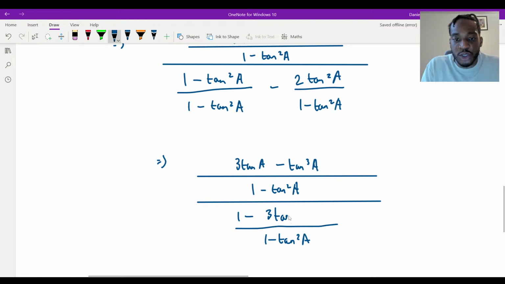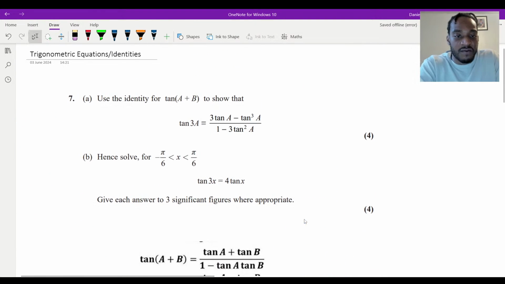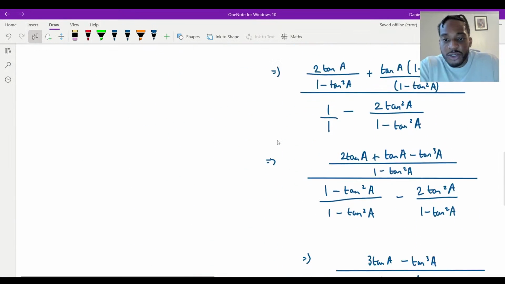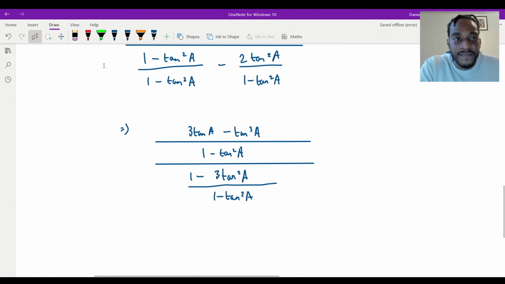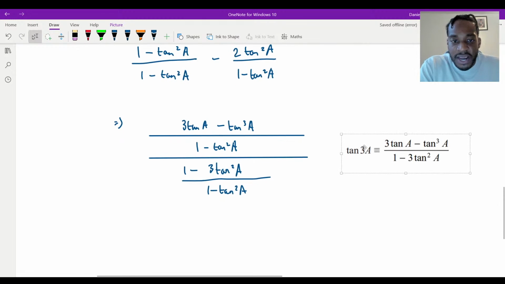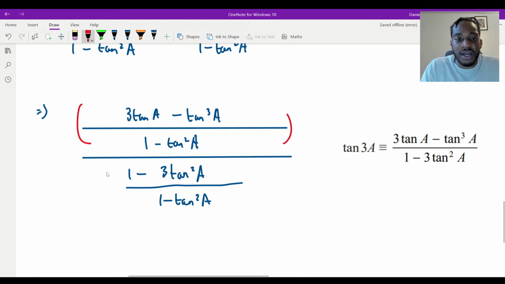And then remember, this is a show that question. Always deal with what they've asked you with. So let's get the show that and just have a look. So this is the show that we've got here. And where are we? So let's just compare. So we are here right now. So we're here. We are here. And then we need to get that, right? So we are here. What do we need to do? This is good because we've got 3 tan a minus tan cubed a, and we've got 1 minus 3 tan squared a. So all you need to do now is we've got a fraction and a fraction.